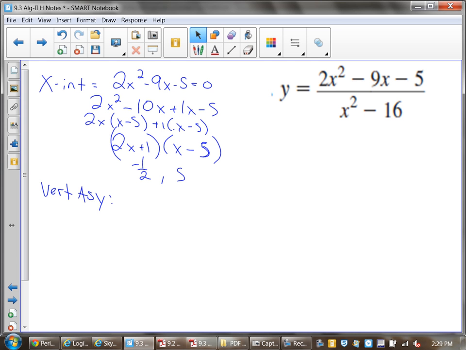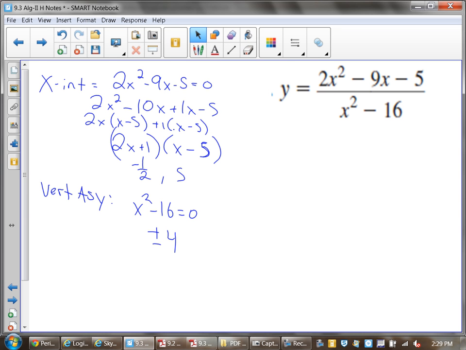My vertical asymptotes? Plus or minus 4. Don't forget, when you have the square terms, you've got to make sure you do plus or minus here. So you have 2 vertical asymptotes.